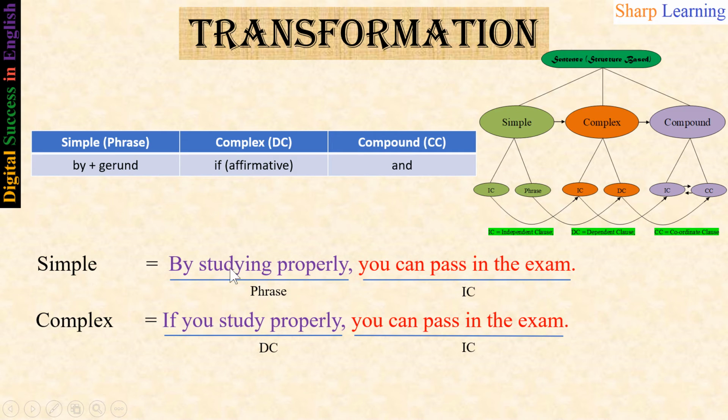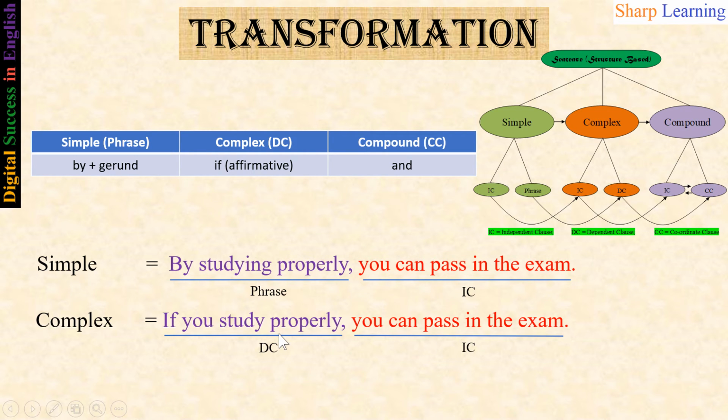Then studying, it was not a verb because it was verb plus ing. Verb plus ing is not a verb. It was not a verb, but in complex sentence we have used here as a verb. Study is verb here. Properly, adverb, it is extension. So we have used here conjunction plus subject plus verb plus extension. Four things we have ensured. That is why it has been a DC. So it has been completely a complex sentence.